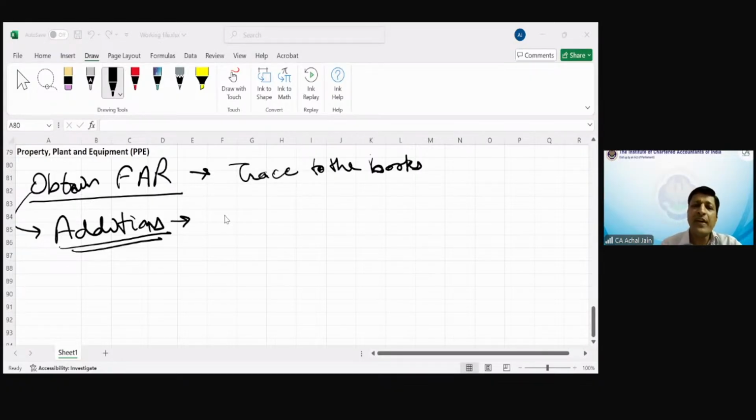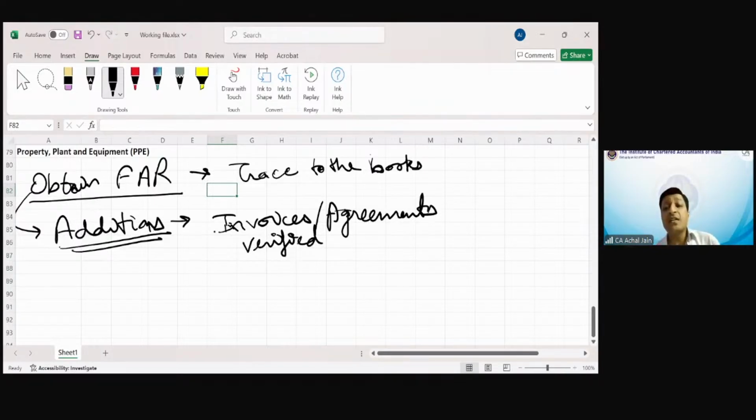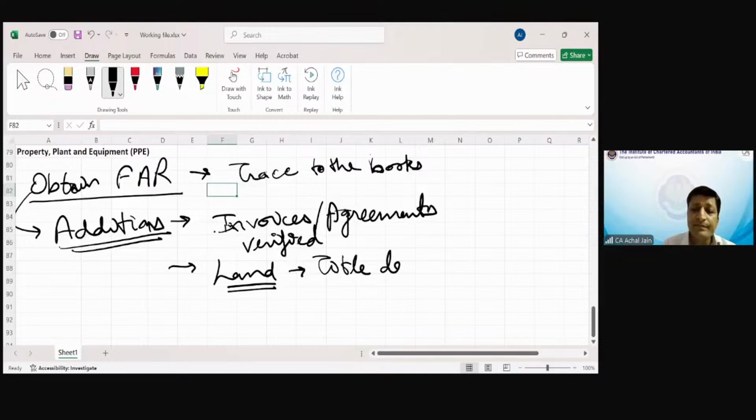So how do you go verify them? On a sample basis. Yeah, invoices, agreements will have to be verified. They have to be examined. So that's how you will verify that. Correct. Prem says title deed. Yes, of course. In case of land, the title deed will have to be verified.